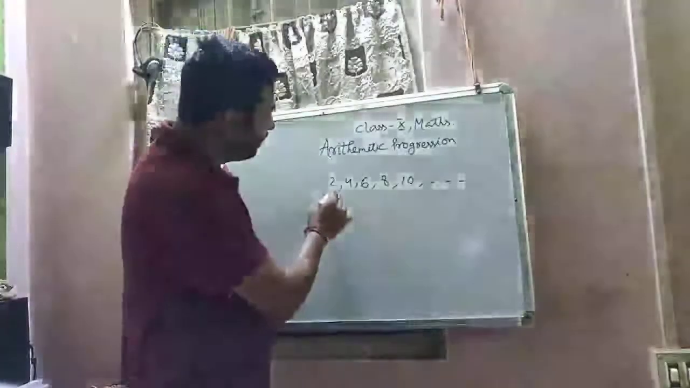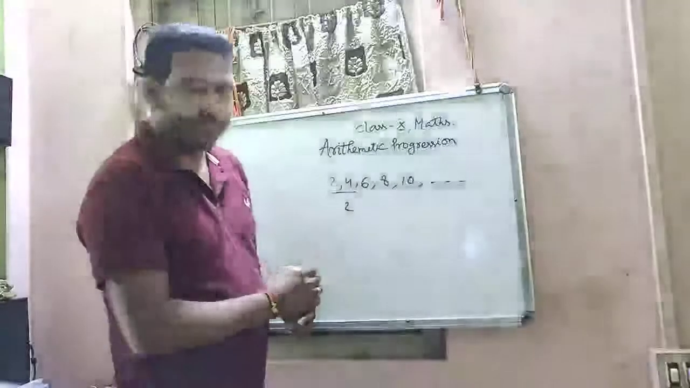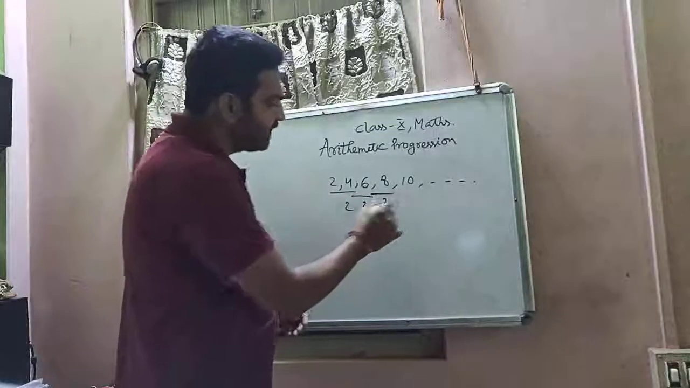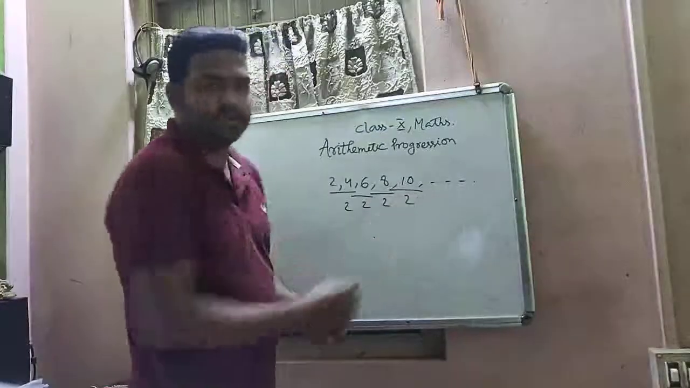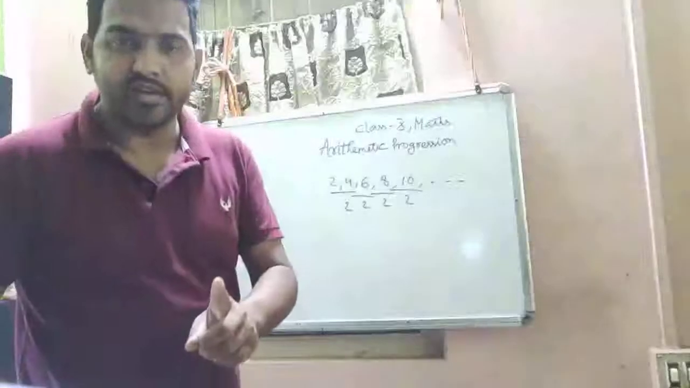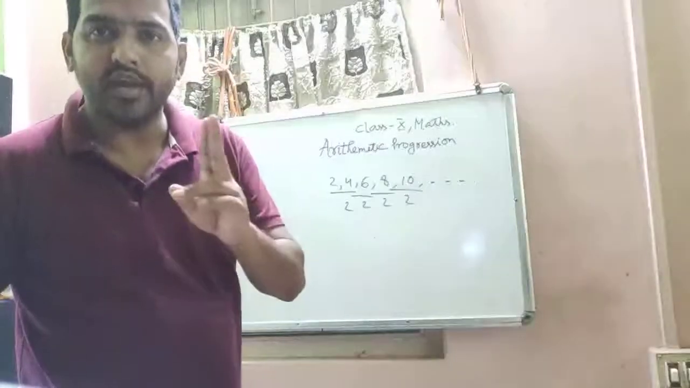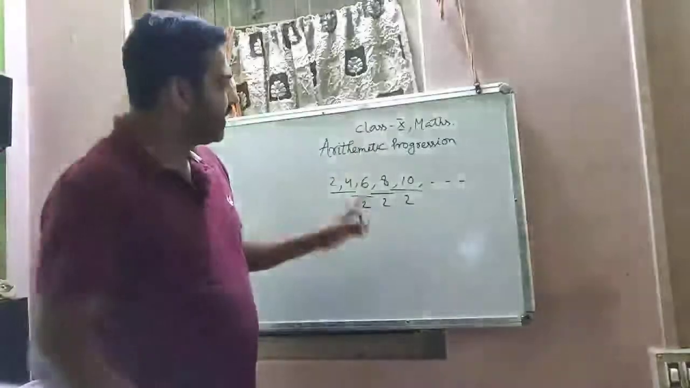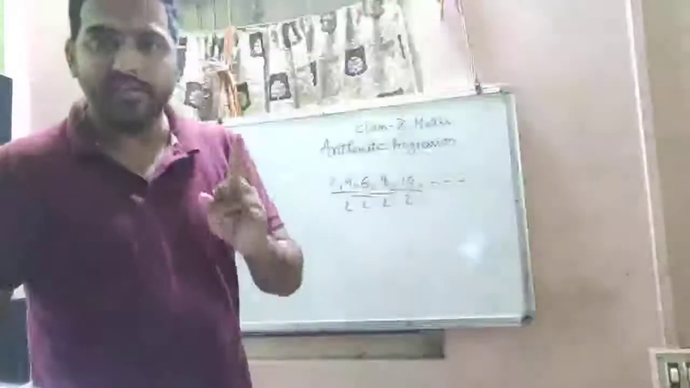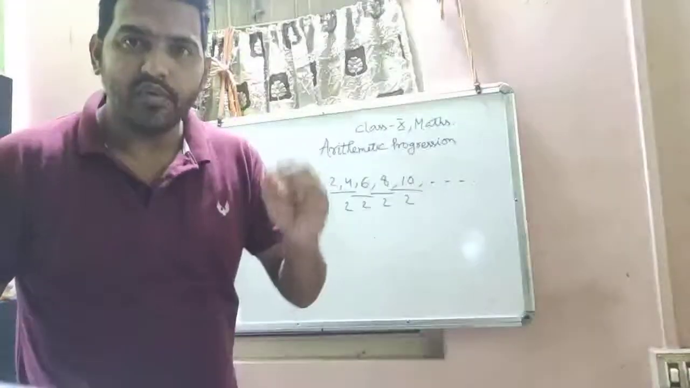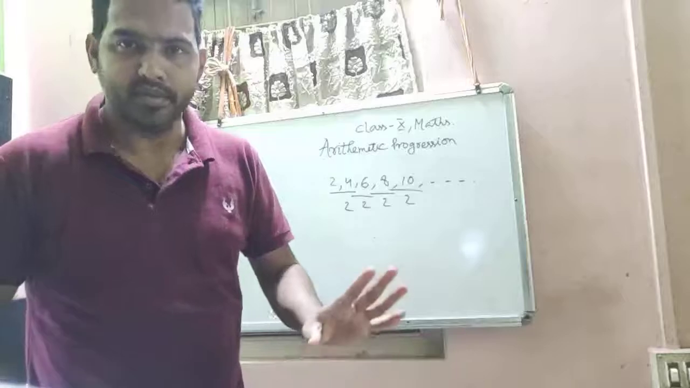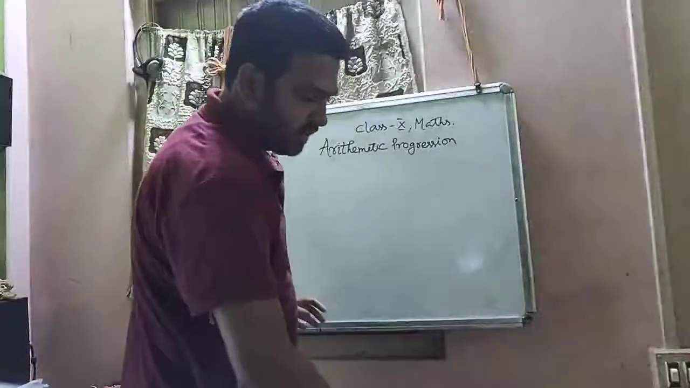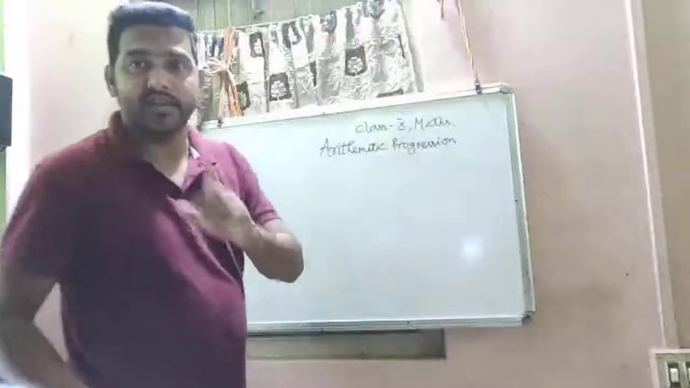Let me find out. 4, 2, the difference is 2. 4, 6, the difference is 2. 6, 8, the difference is 2. 8, 10, the difference is 2. So 2 is constant as the difference between any two consecutive numbers present in the series. So we can say that the set of even numbers also forms an AP. Clear?